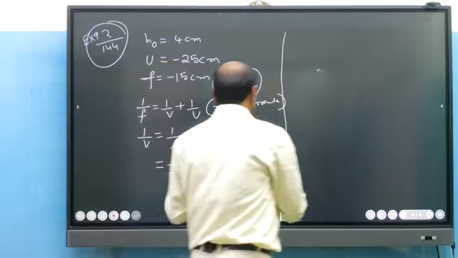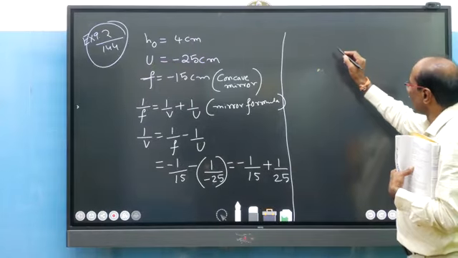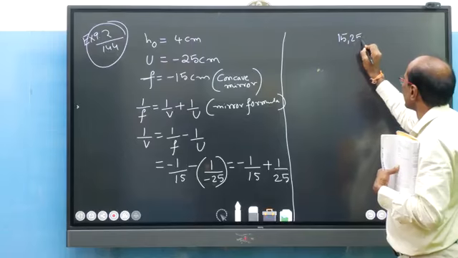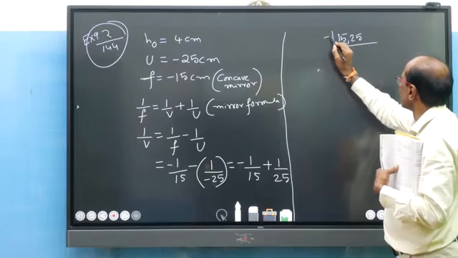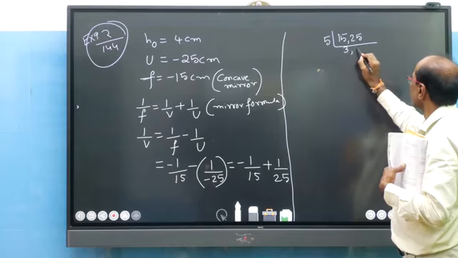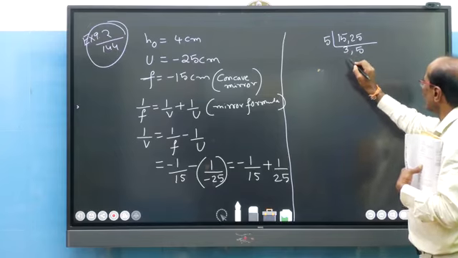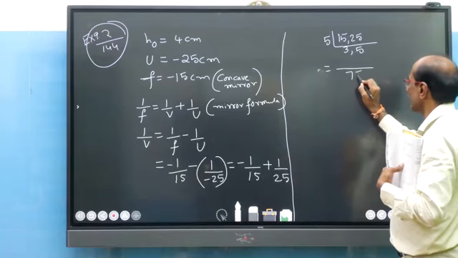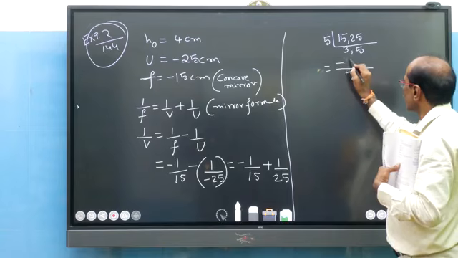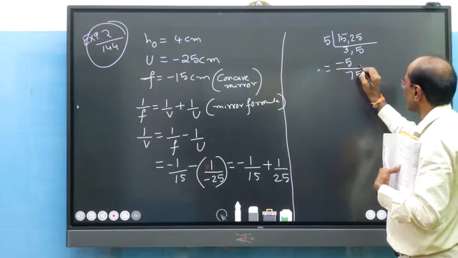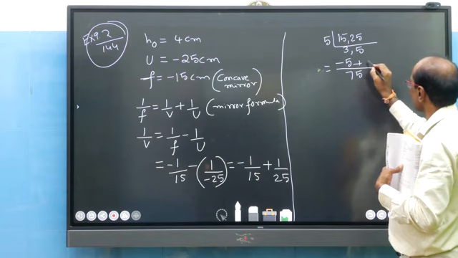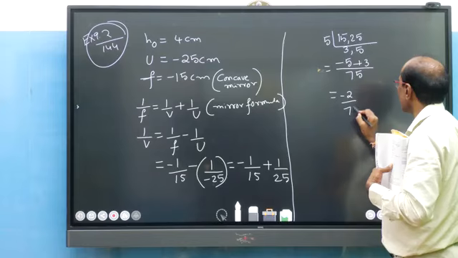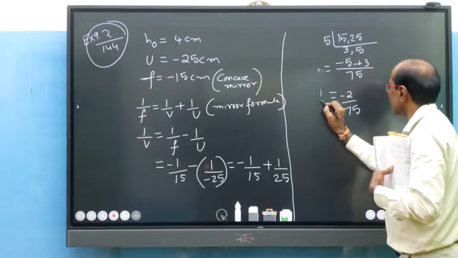So you have to find the LCM of 15 and 25. Both are divisible by 5: 5 times 3 is 15, 5 times 5 is 25. So 5 into 3 into 5 is 75. So 75 is the LCM. So 15 times 5 is 75, giving minus 5, plus 25 times 3 is 75, giving 3. So you get minus 2 by 75. So this is 1 by v.